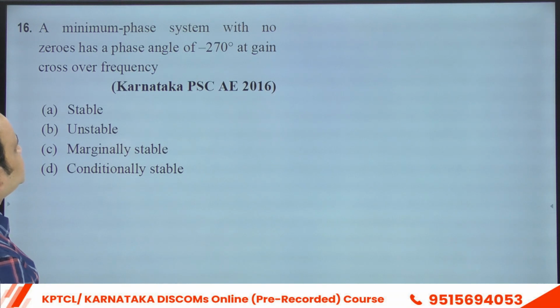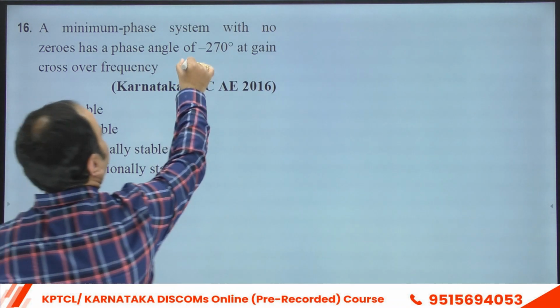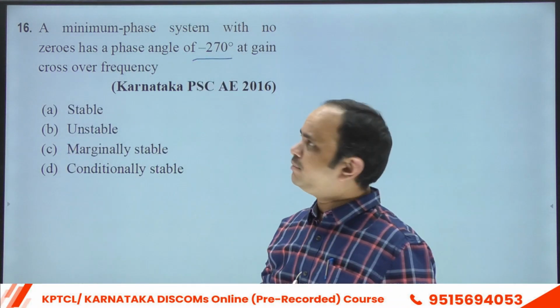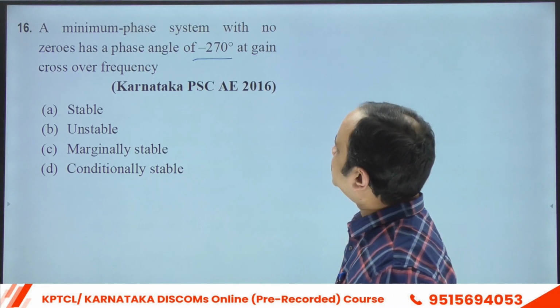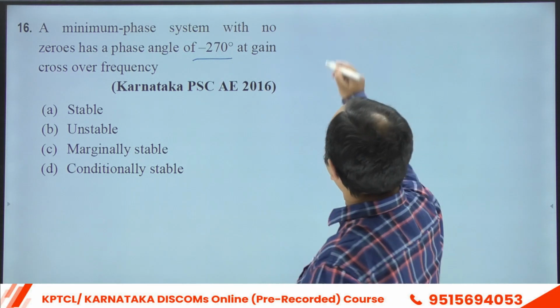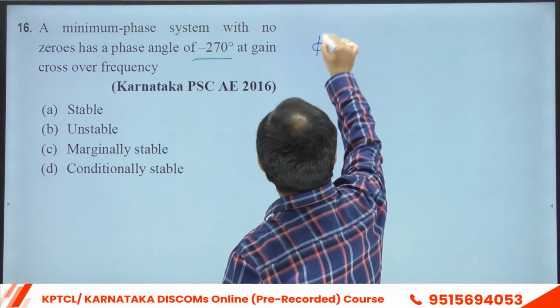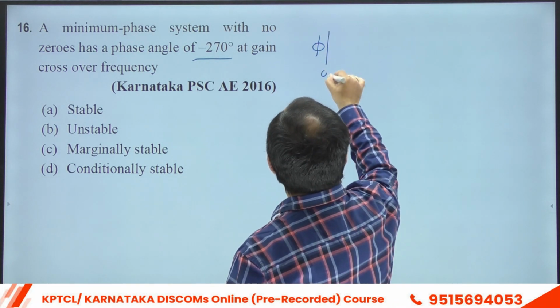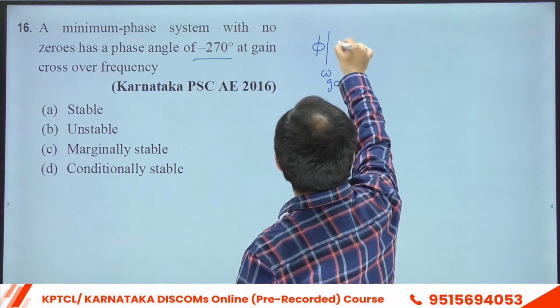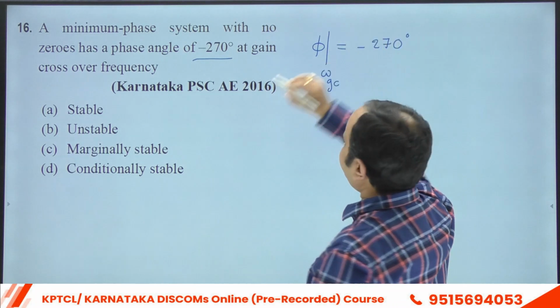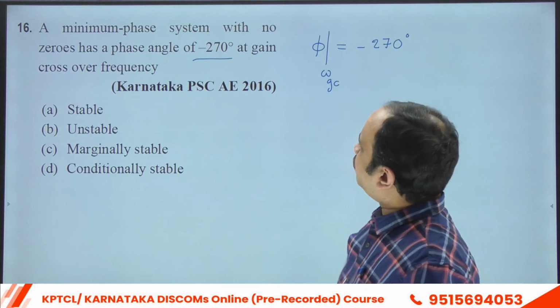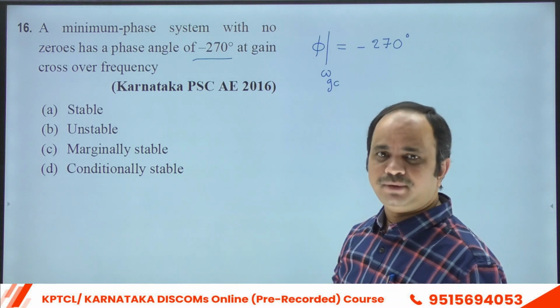Next one, a minimum phase system with no zeros has a phase angle of minus 270 degree at a gain crossover frequency. Okay, so the phase angle at gain crossover frequency is equal to minus 270 degree. Now what is the system stability condition?